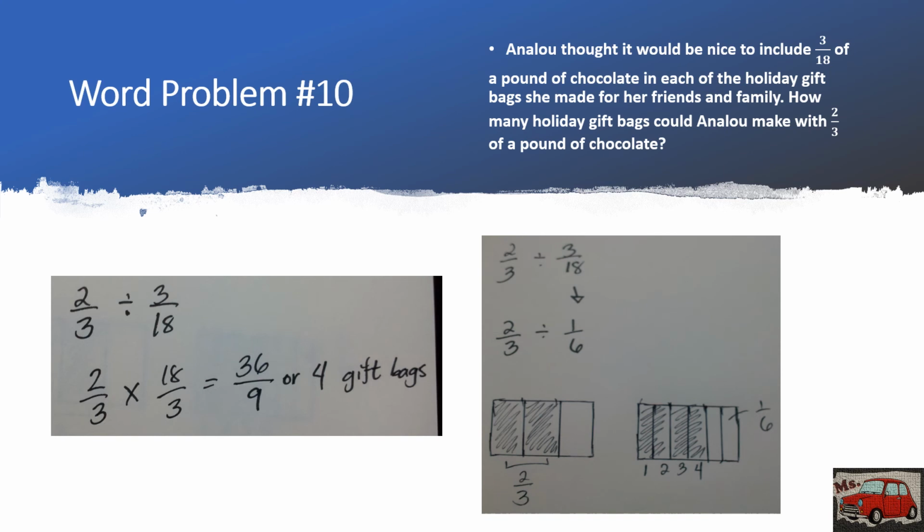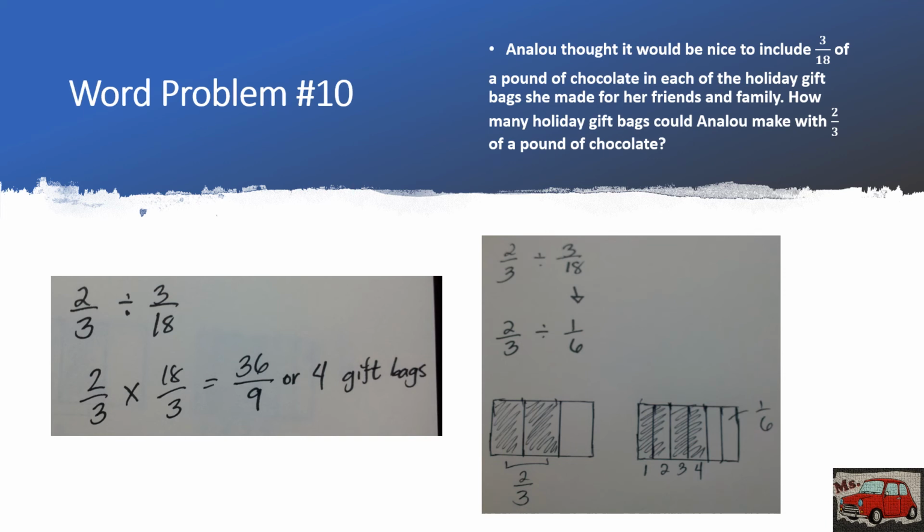Anna Lou thought it would be nice to include 3 over 18 of a pound of chocolate in each of the holiday gift bags she made for her friends and family. How many holiday gift bags could Anna Lou make with 2/3 of a pound of chocolate?